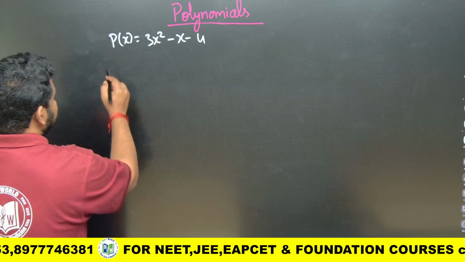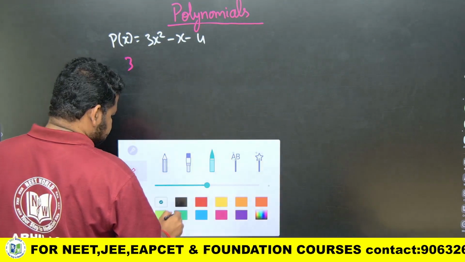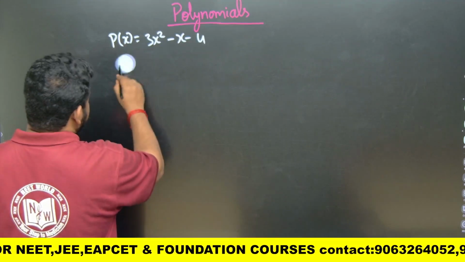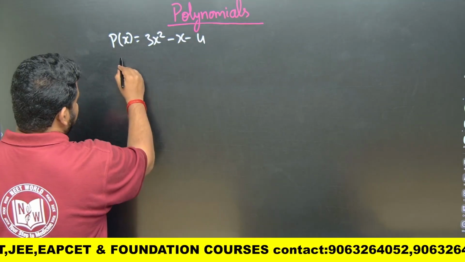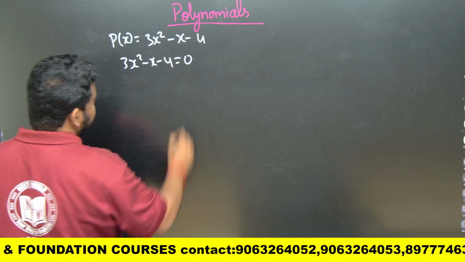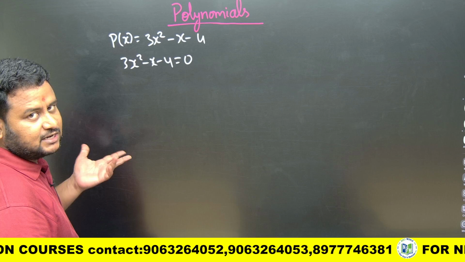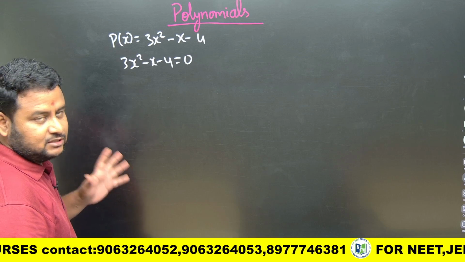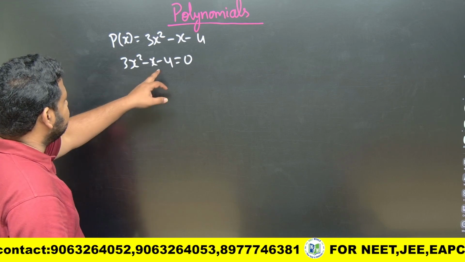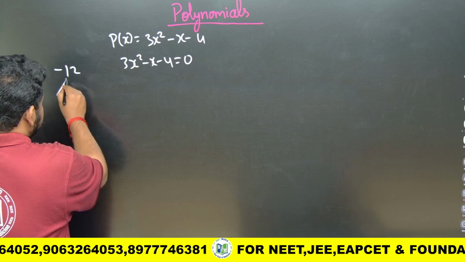So first I should write this as 3x square minus x minus 4 equal to 0. I have to find the zeros of the polynomial by splitting the middle term. This method you already learnt in class 9. So what is the product? Minus 4 times 3, that is minus 12, and the sum should come as minus 1.